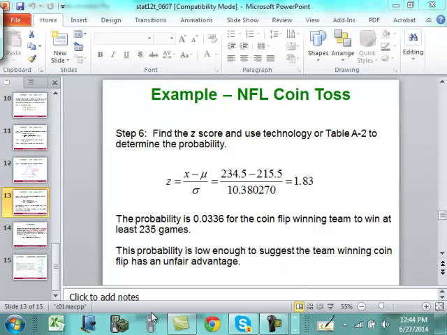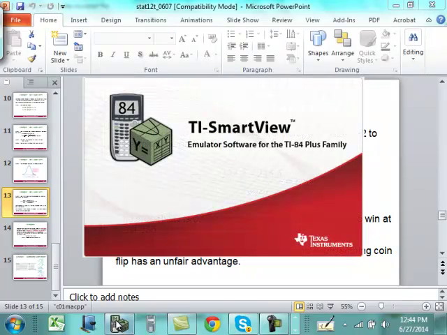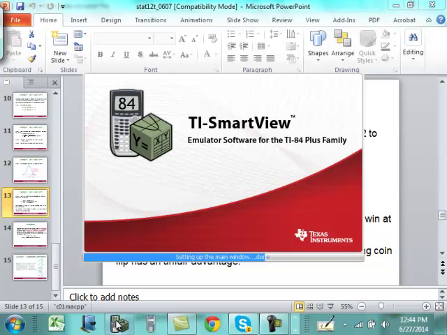I'm going to pull out my graphing calculator here. I'll show you how to use your graphing calculator to do this.